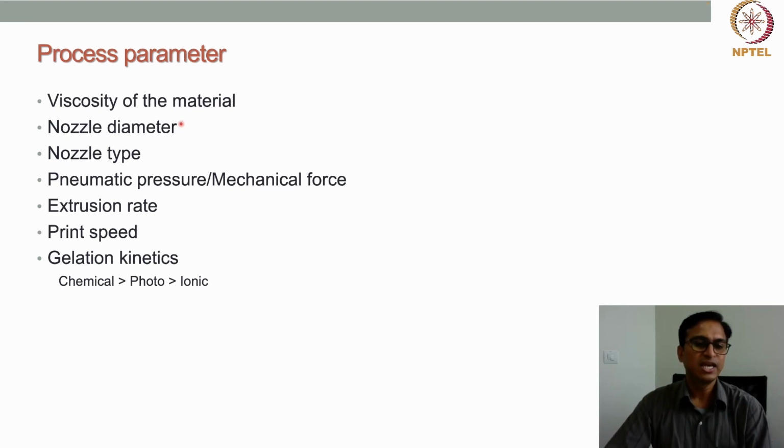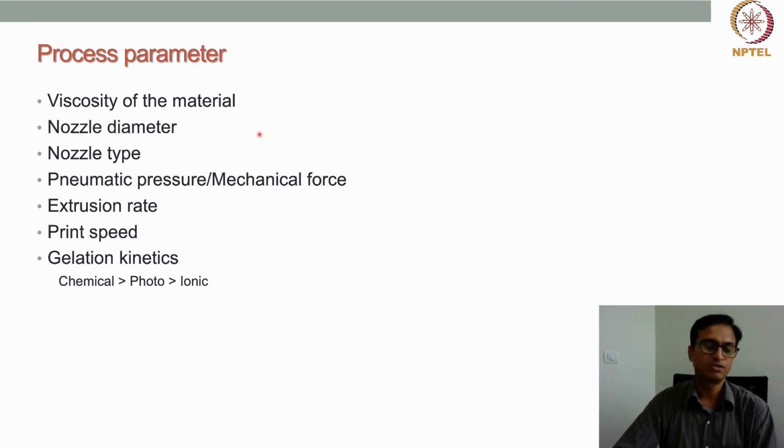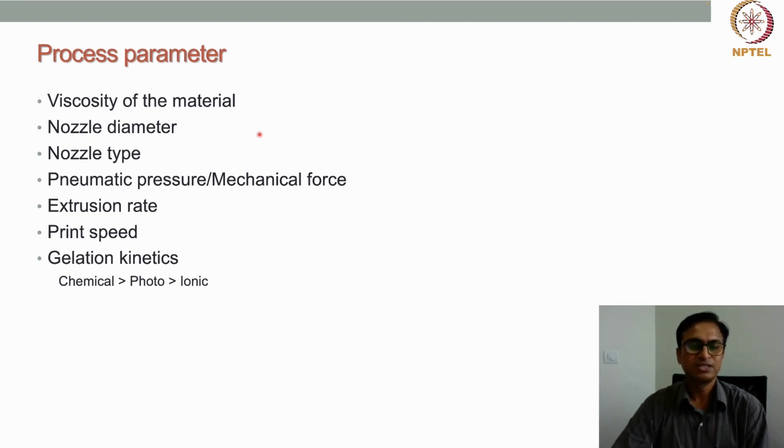But if we use a very, very fine nozzle, then what will happen? We have to apply a lot of pressure for extruding the material or extruding cells. That can sometimes cause cell damage because of the shear force acting on the cells. Due to the shear stress, the cell can get damaged. So we have to choose the nozzle diameter accordingly.